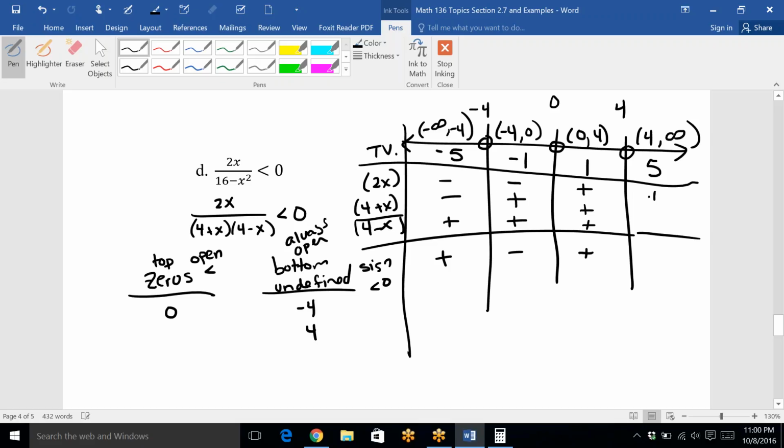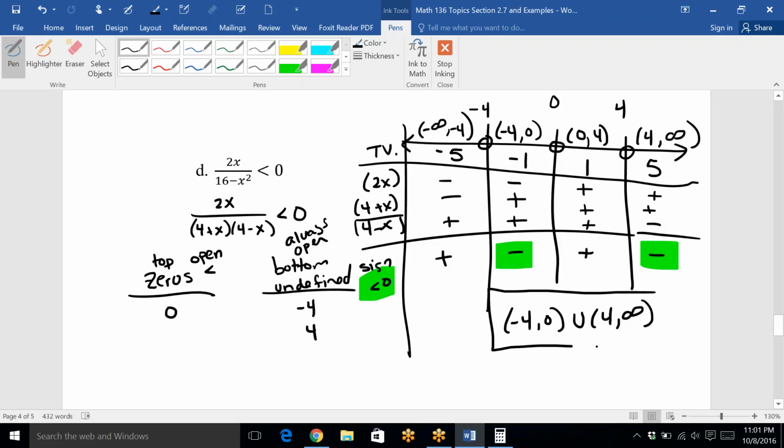2 times 5 is positive. 4 plus 5 is positive, but 4 minus 5 would be -1, so that's negative. So overall sign is negative. So we're looking for less than 0, which means it's these two intervals because they are negative. So my answer would be -4 to 0 union with 4 to infinity. And nothing was a closed circle, so we don't have to worry about any singular points. So it's just those two intervals.